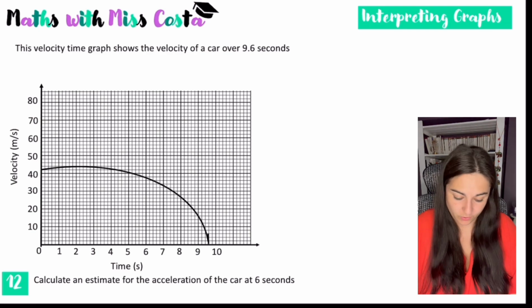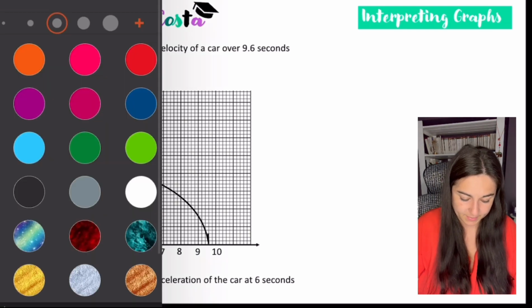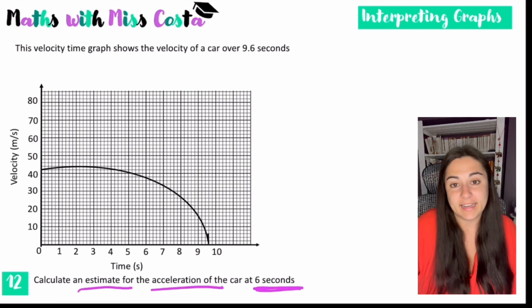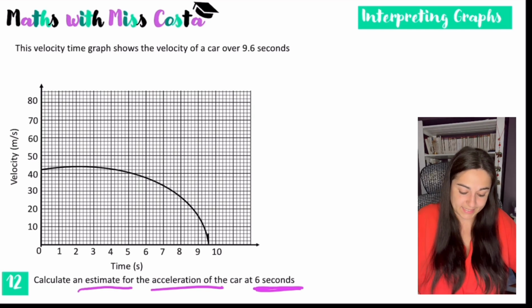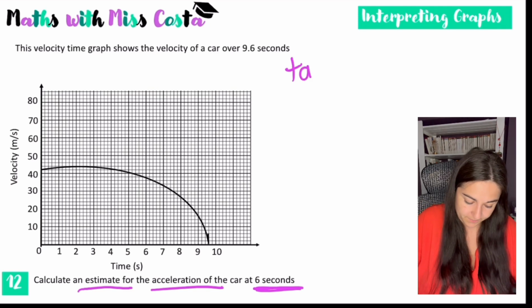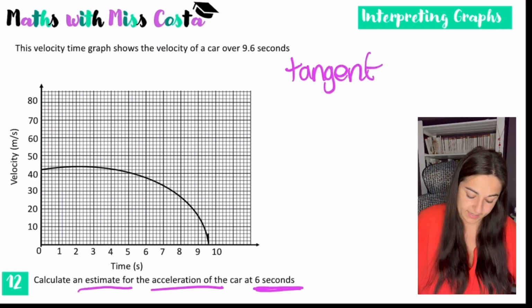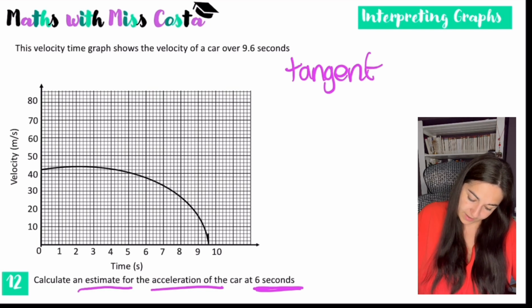Okay, so here we've got a velocity time graph, and we're being asked to calculate an estimate for the acceleration of the car at 6 seconds. Now, whenever you have a velocity time graph, in order to work out the acceleration or deceleration, you need to draw yourself a tangent. We can't really work out the acceleration of a curve, so we draw ourselves a straight line and work out the gradient of that.